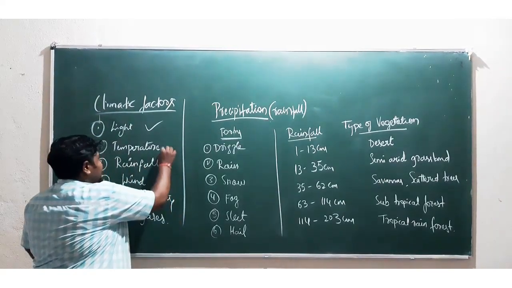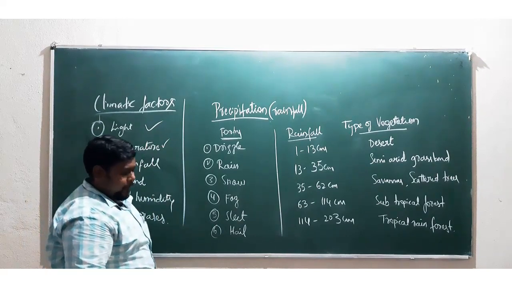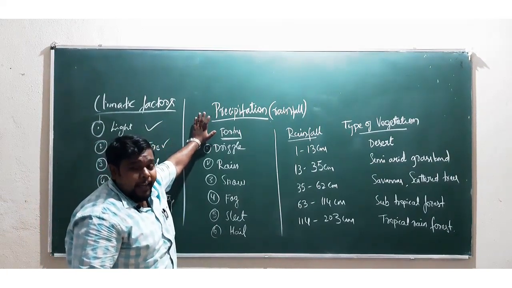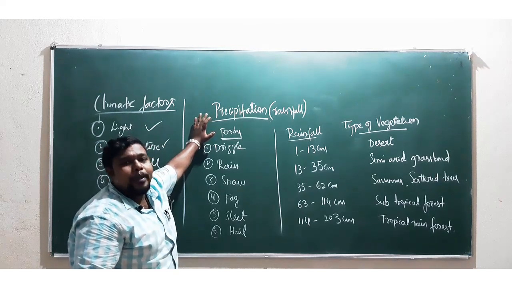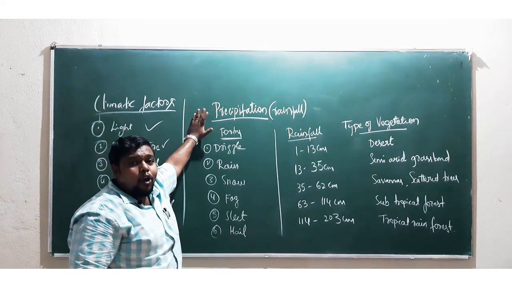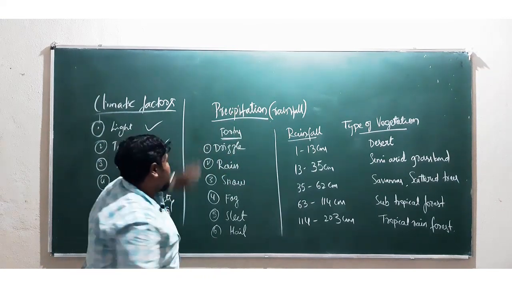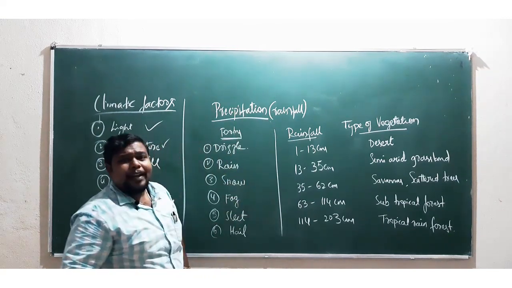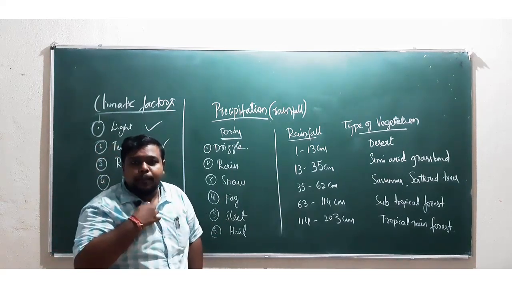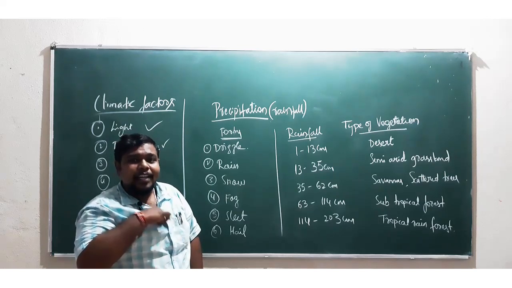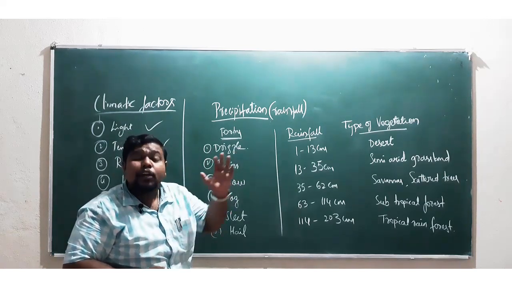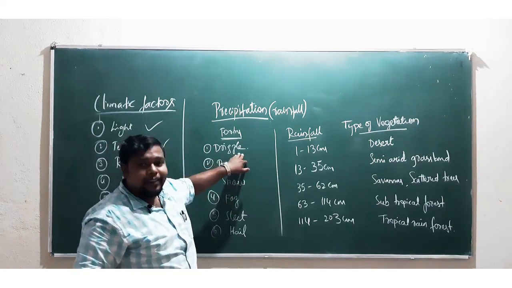Here we completed the second climatic factor, that is temperature, and now we move on to the third climatic factor, called precipitation, or commonly known as rainfall. This rainfall occurs in various forms. It can be like drizzle. What do you mean by drizzle? The small raindrops at the early stage of your rainfall can be called drizzle. It is not actually rain, it has just started drizzling. That means small droplets of rainwater are falling.